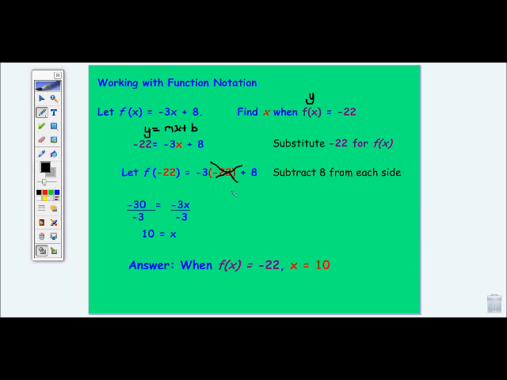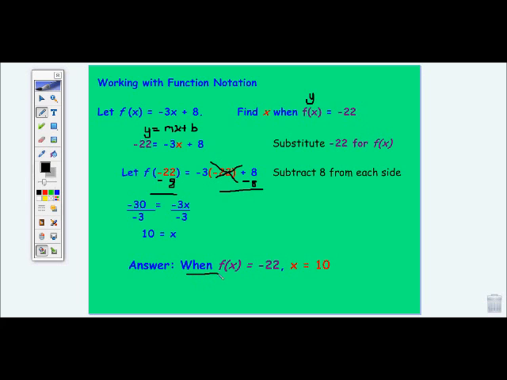Okay, we're going to subtract 8 from each side. So I'm going to get a negative 3x on this side. And if I subtract 8 from this side, I'm going to get a negative 30. Sorry, that's a little sloppy. So I subtracted 8 from both sides. I get over here negative 30, and I get here my negative 3x. I don't want to know negative 3x's, so I divide both sides by negative 3. So my x is going to equal 10.